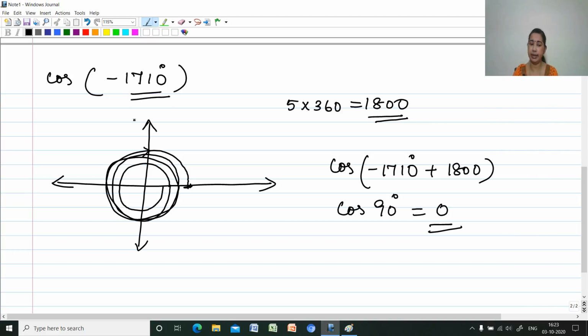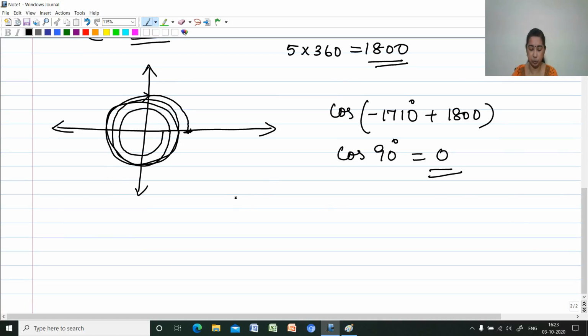So if it is a negative angle, we have to find out how many revolutions there are, and how much degree is needed again to complete that particular revolution. So always we have to take the greater one if it is minus 1710 or negative angles. We have to complete that revolution, then add it, and you will get the positive angle. So we'll move on to the exercise question and then you will understand more.